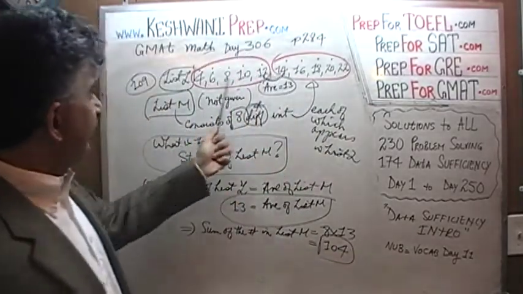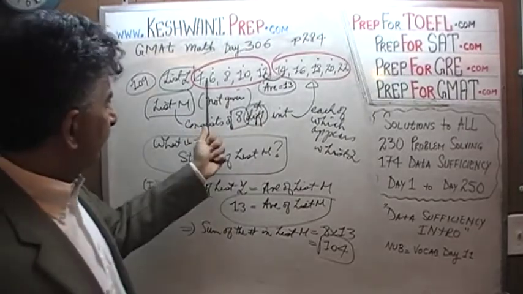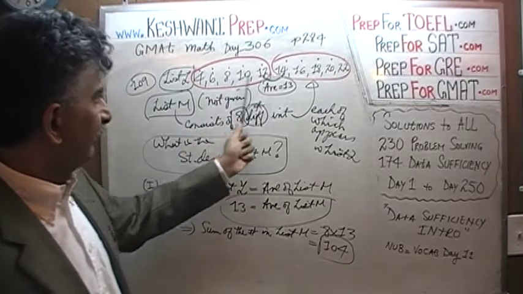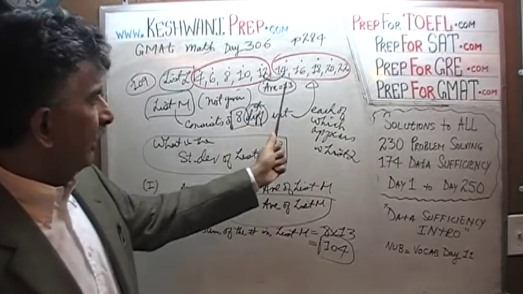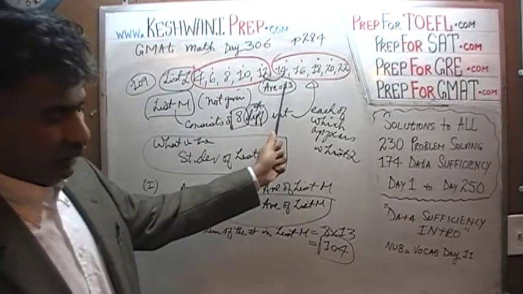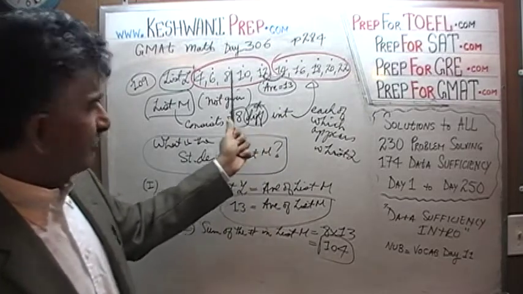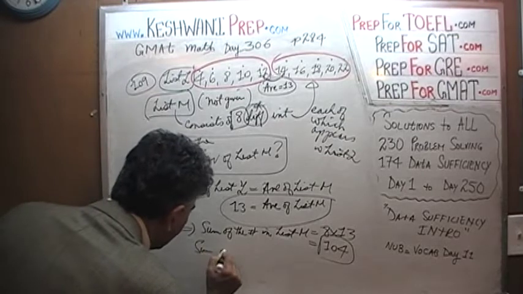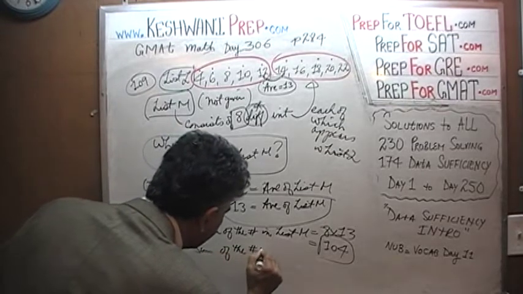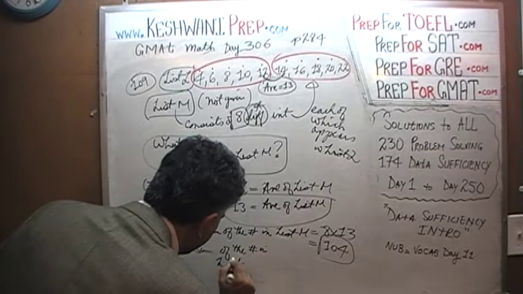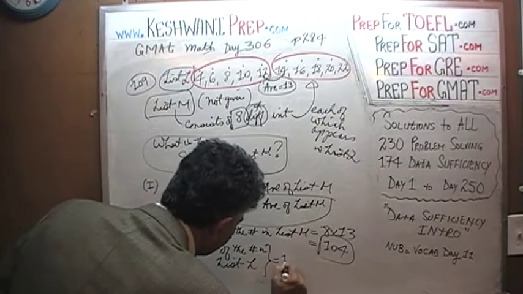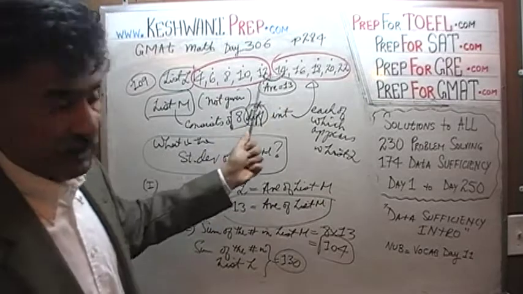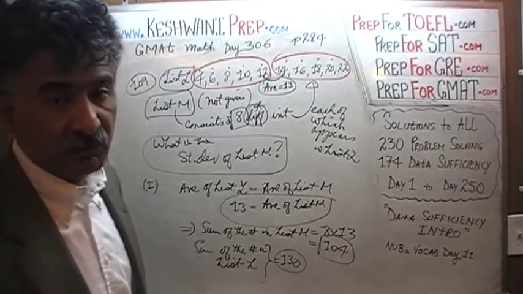What is the sum of these 10 numbers? Sum of the numbers in list L. Listen carefully, there are 10 numbers in list L and their average is 13, which means the sum of the numbers in list L equals 130. It would have to be 130 because there are 10 of them and their average is 13. 13 times 10 is 130.